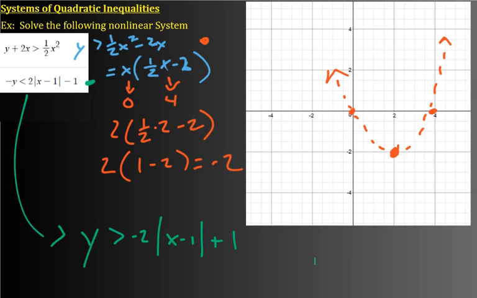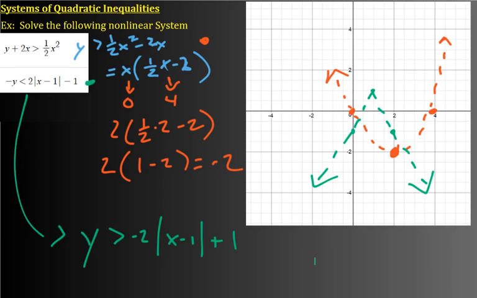It's got a vertex at 1, 1, and then it's got a stretch factor of 2, and it's also going down. It's like an upside down one. So we would go down 2 over 1, down 2 over 1, and this one is also a dotted one, because it's not equal to.